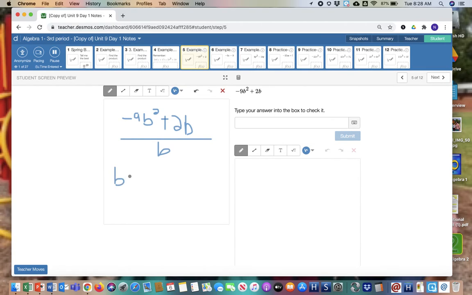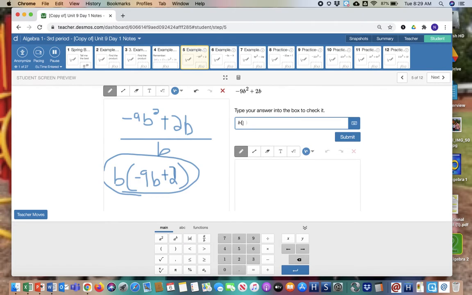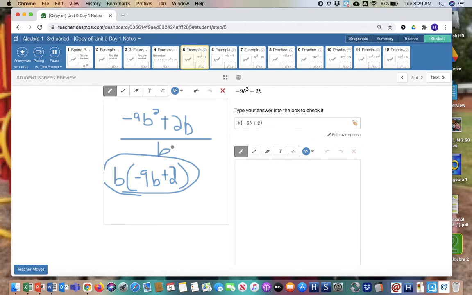So I'm going to put a b on the outside, and now negative 9, there was no number that we took out, so it's still negative 9. And when you're asked to divide with exponents, you subtract them. The 2, again, there was no number there, so it's just a 2. Well, 1 over 1, those are going to cancel, so we're just going to be left with the 2 here. So this is what we should have: b, and then negative 9b plus 2. So let's type that in: b, parentheses, negative 9b plus 2.